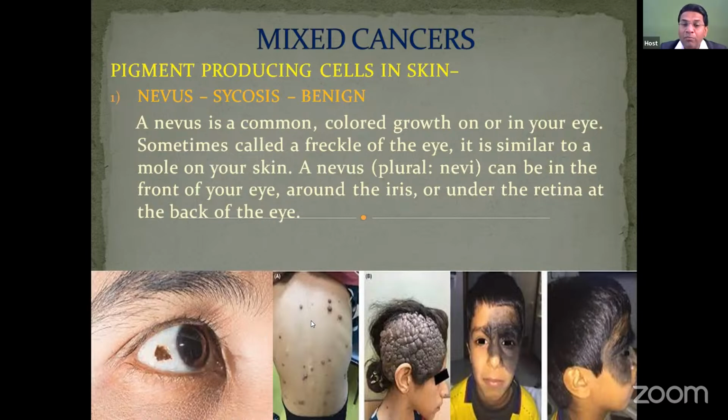It is a common colored growth on or in your eyes, sometimes called a freckle of the eye. It is similar to a mole on your skin. A nevus can be in the front of your eyes, around the iris, under the retina, at the back of the eye. So this growth in the eye, on the back, on the skull, on the face is called nevus, but it is a benign growth.